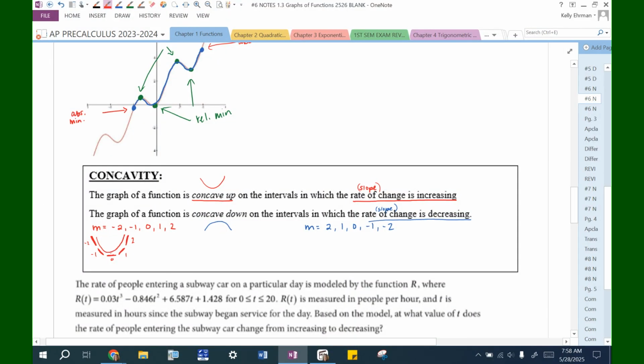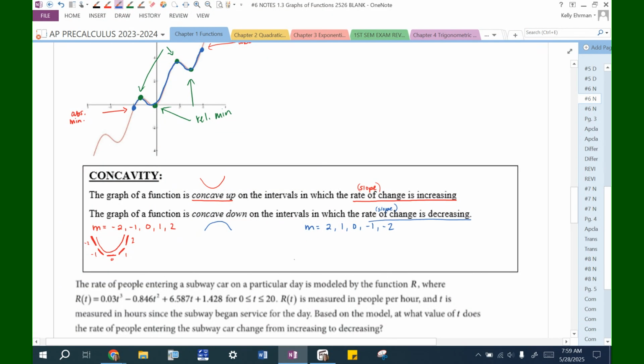So if you have a concave up graph, you know for sure whatever the slopes are, their numbers are increasing. So it's not about steepness. It's just about the numbers increasing. And then the same thing would be true if we start with the highest slope and then we go down to the lowest number.